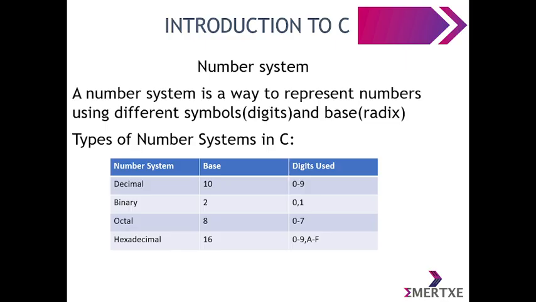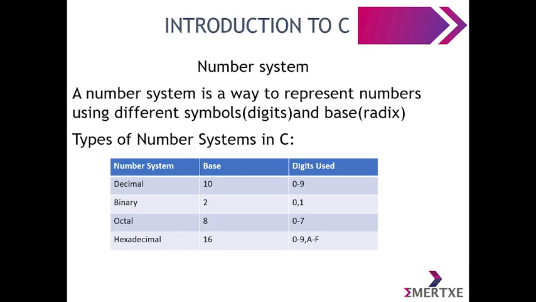Introduction to C. C is a procedural oriented programming language, and also a middle level language which acts as a bridge between the low level and the high level language and can control both hardware and user logical structures. In number systems, C is used to represent numbers using different symbols, digits and base.